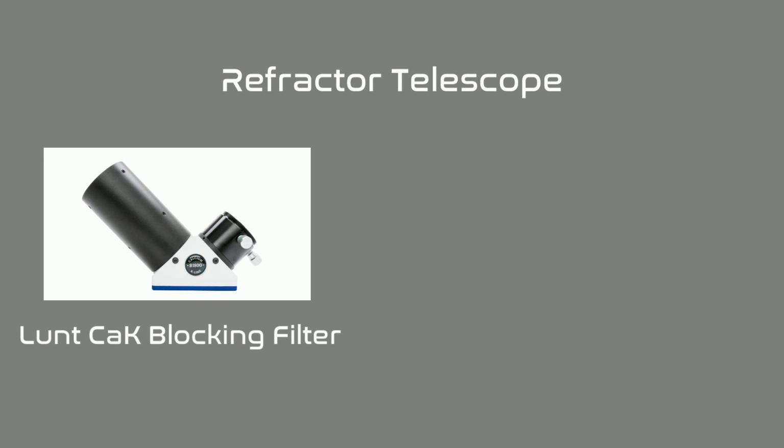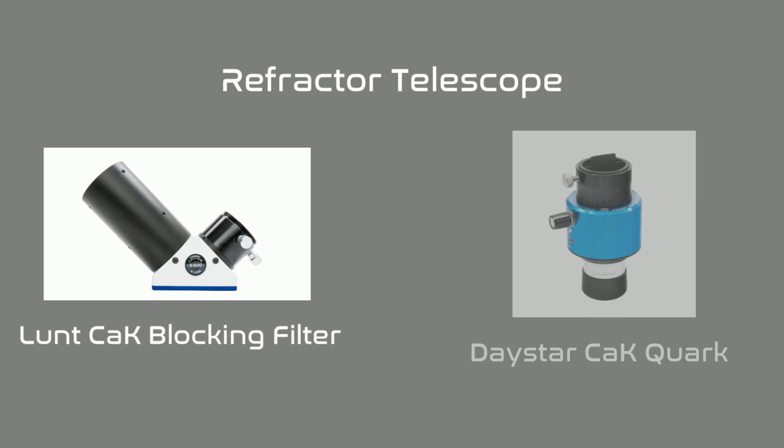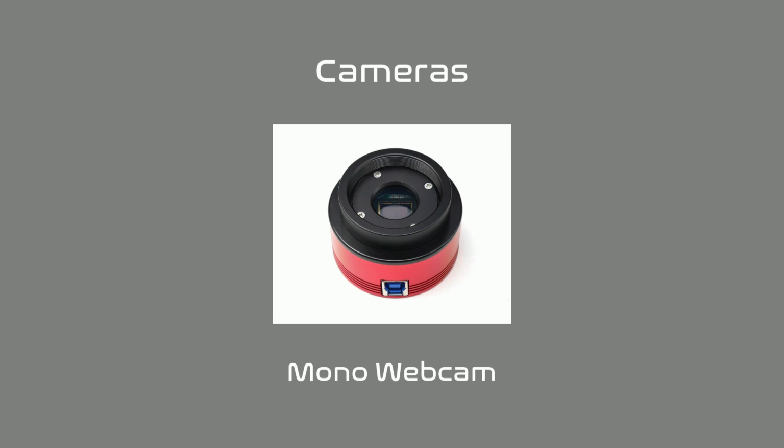As for your equipment, you can use your existing refractor telescope with a back-mounting calcium K filter. Lunt makes these filters in star diagonal form and come in different sizes depending on your telescope's focal length. Daystar also makes a calcium K quark, and it works like the hydrogen alpha quark in terms of functionality. And since calcium K is a narrow bandpass, once again, a monochrome camera is required for the best results.